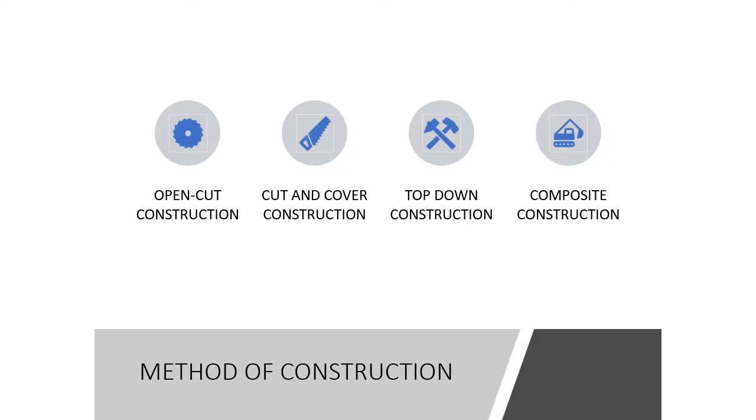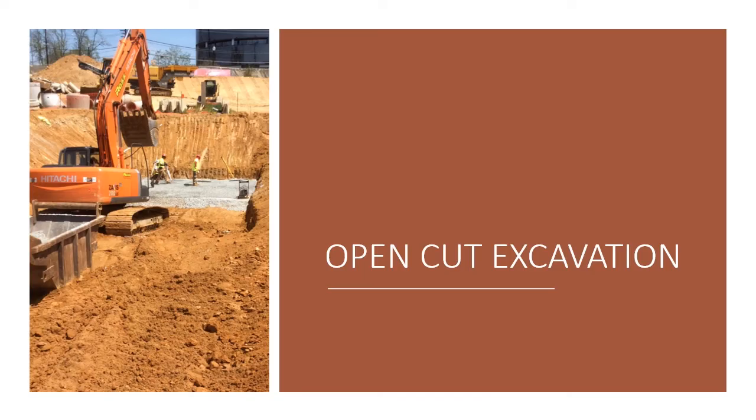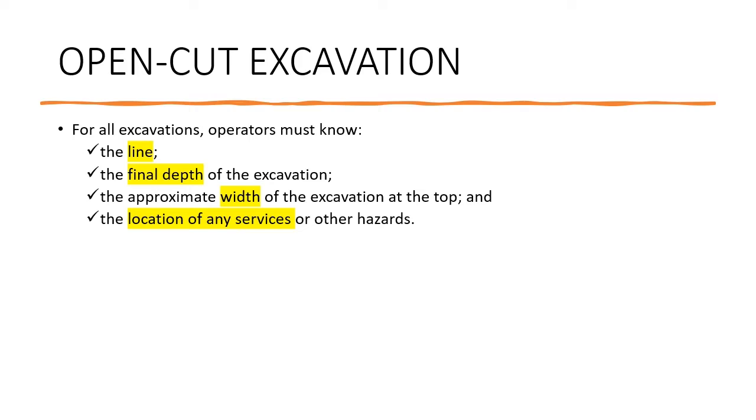There are 4 methods of construction for basement, which are open cut construction, cut and cover construction, top down construction, and composite construction. The first method is open cut construction. For open cut construction, it is said that in all excavation, operators must know the line which is the boundary or the border line for the excavation to take place.